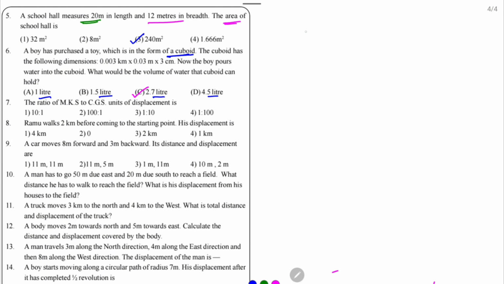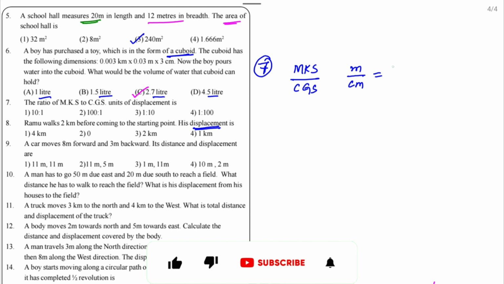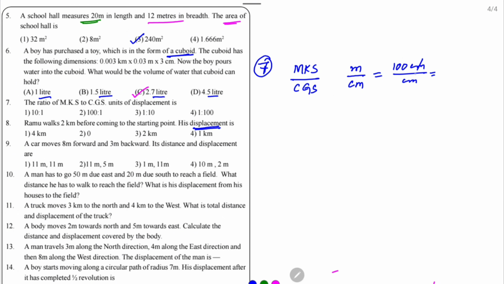Now question number 7. The ratio of MKS to CGS unit of displacement. We know the MKS unit of displacement is meter and the CGS unit of displacement is centimeter. So displacement is nothing but length, okay. So which is equal to, I can write as 1 meter, I am converting into centimeter, which is 100 centimeter divided by centimeter. You can cancel centimeter and centimeter, so you will be getting the ratio as 100:1. So the answer is 2, which is very simple.